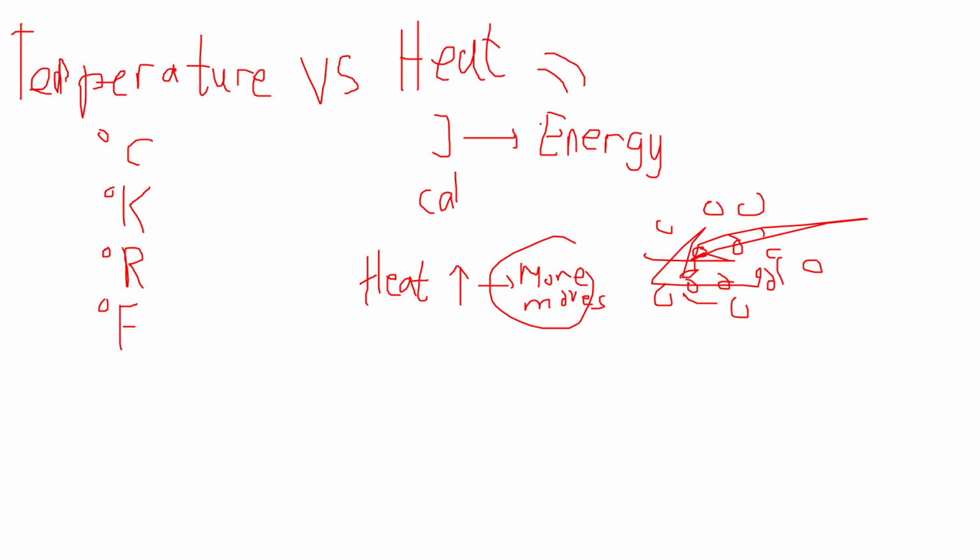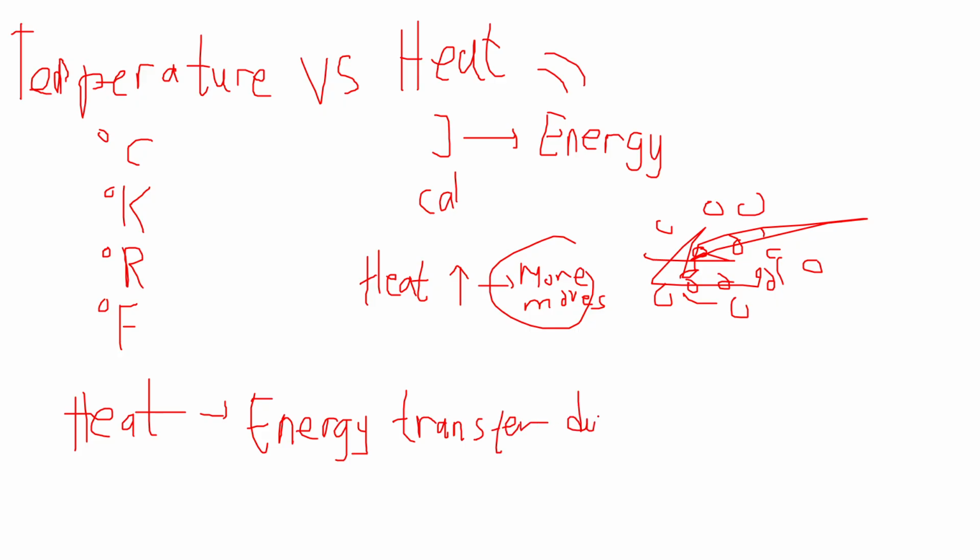Anyway, definitions. Let's read my notes. Heat is defined as the transfer of energy across the boundary of a system due to a temperature difference between the system and its surroundings. Okay, what about this? Heat is energy transfer due to difference in temperature.